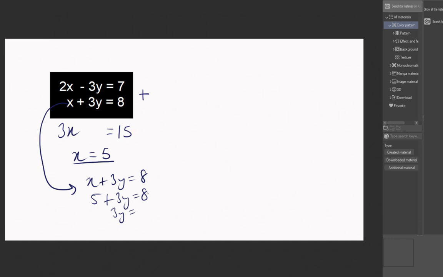8 minus 5. Take the 5 to the other side. That's 3. So you can see that y is going to have to be equal to 1. So the solution is 5 and 1. And if you check it, you can see it fits both of the equations.